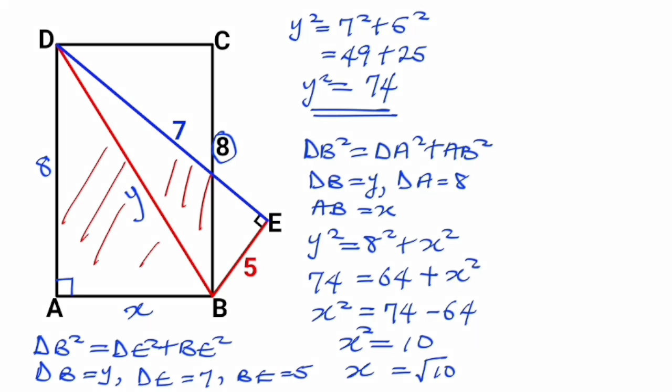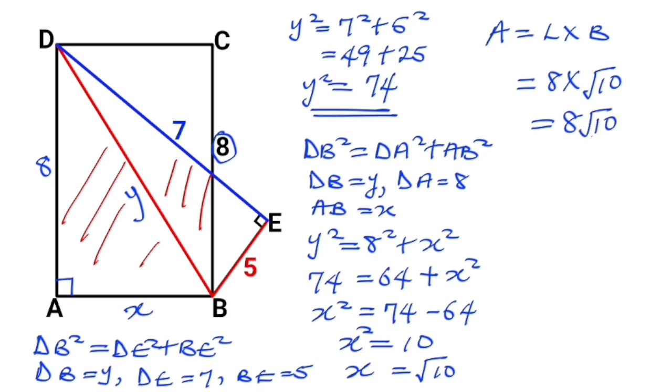Now that we know the value of X, which is the breadth of the rectangle, let's find the area. Recall that the area of a rectangle is given by the formula length times breadth. Hence, the area of rectangle ABCD is 8 times the square root of 10, which is equal to 8 root 10 square units. And there you have it. The area of rectangle ABCD is 8 root 10 square units.